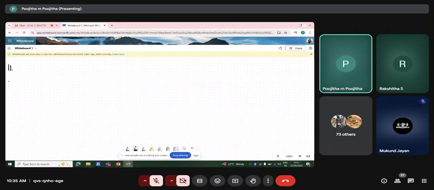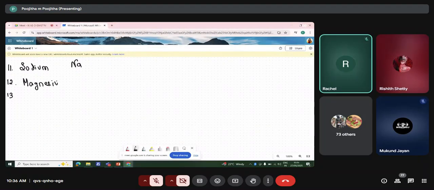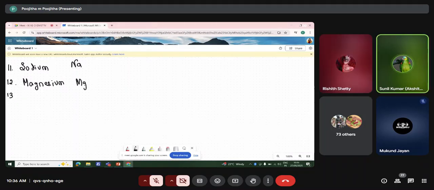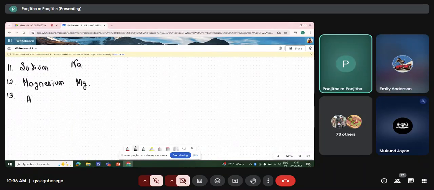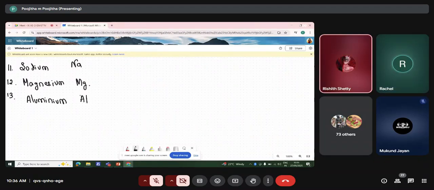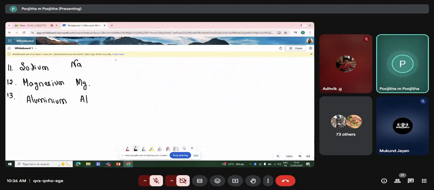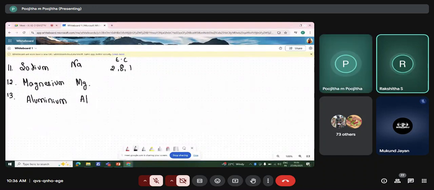Which is the 11th element in the periodic table? Sodium. Symbol? Na. Latin name? Natrium. The 12th element? Magnesium. Symbol is Mg. 13th element? Aluminium. Symbol Al. So what is the electronic configuration for sodium? 2, 8, 1.